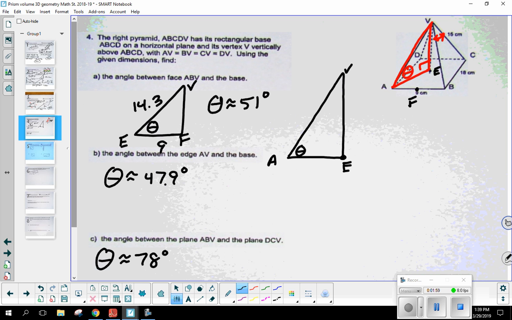Who wants to help me out? I've already set up the first diagram. Samir, you want to do it? All right. There we go. Perfect.